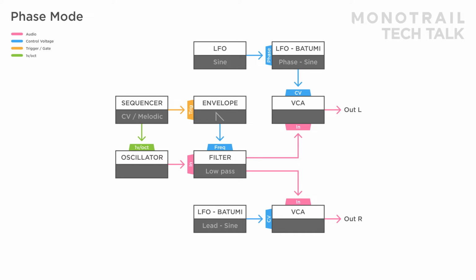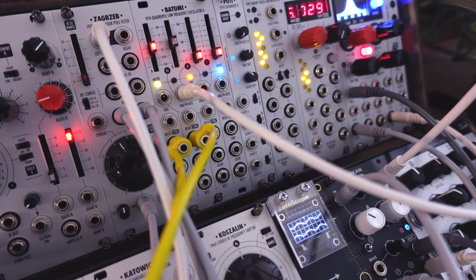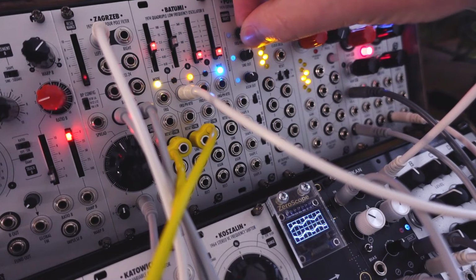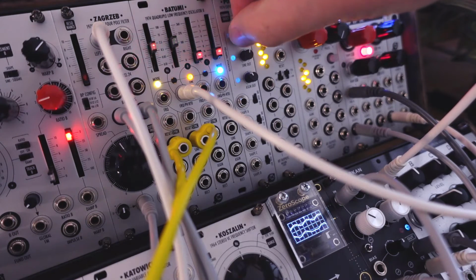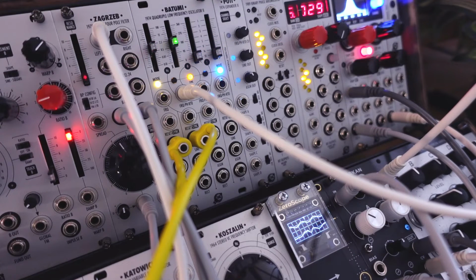An external LFO is added to modulate the phase of the second LFO. The outputs of Batumi are sent to a scope. Slowly shifting the phase has the effect of subtle frequency changes. But fast modulation leads to complex wave shapes.